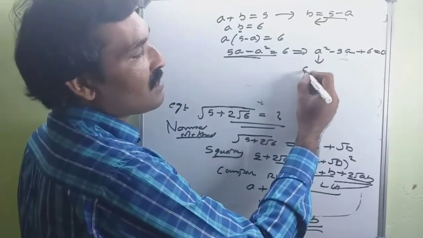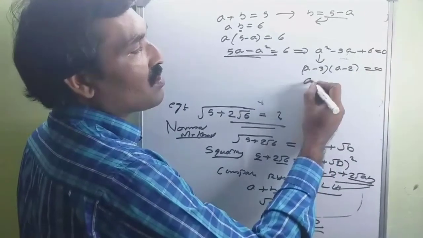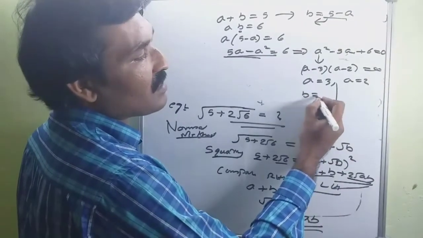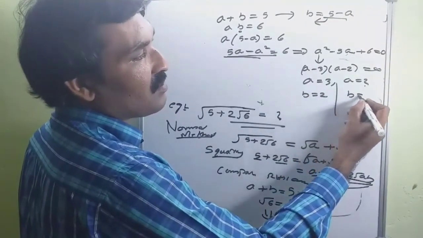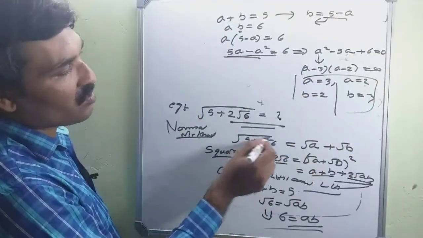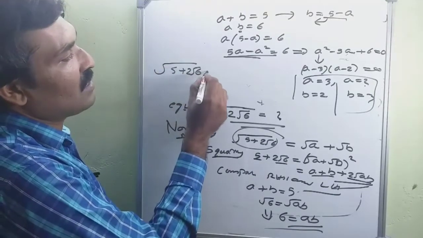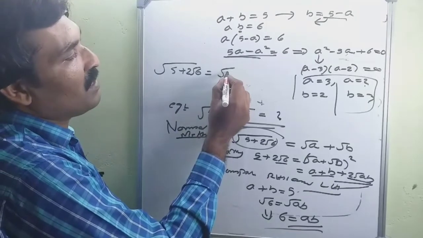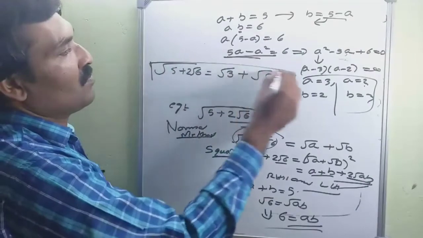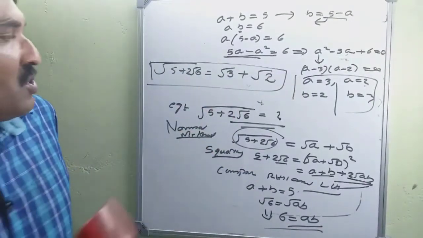By factorizing this, a minus 3 into a minus 2 is equal to 0. So a is equal to 3 and a is equal to 2. When a is equal to 3, b is equal to 2. When a is equal to 2, b is equal to 3. So the square root of 5 plus 2 root 6 is equal to root a plus root b, that is root 3 plus root 2. This is the normal method or normal procedure. Now by our procedure, what is the answer?